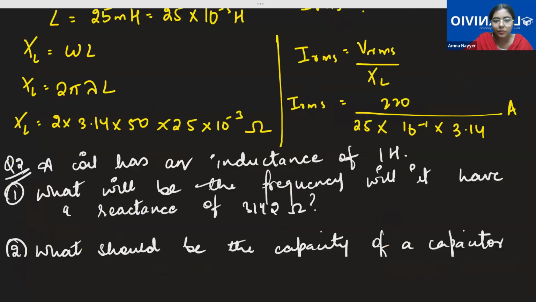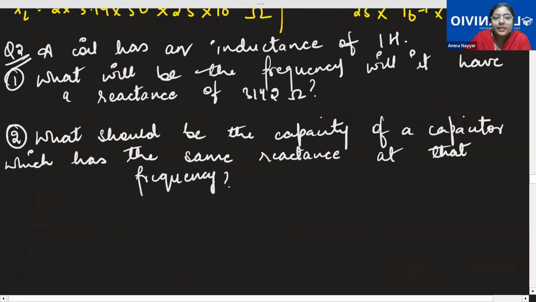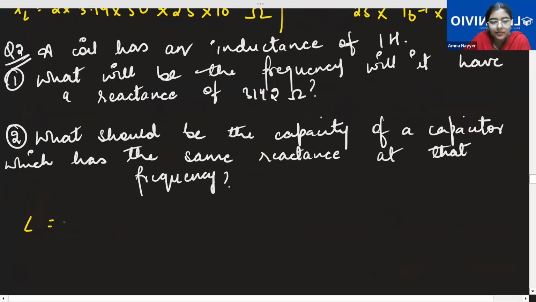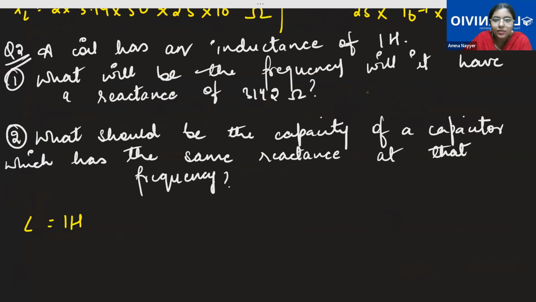Okay. One more question. Let's practice. See, this says a coil has an inductance of 1 Henry. So inductance is given. This is not inductive reactance. Inductance means L is given, that is 1 Henry. Now, what will be the frequency at which it has a reactance of 3142 ohm? Inductive reactance is given as 3142 ohm. It asks what will be the frequency.